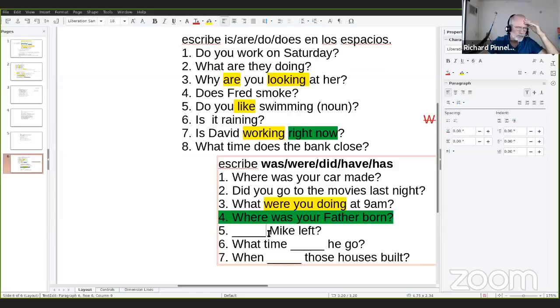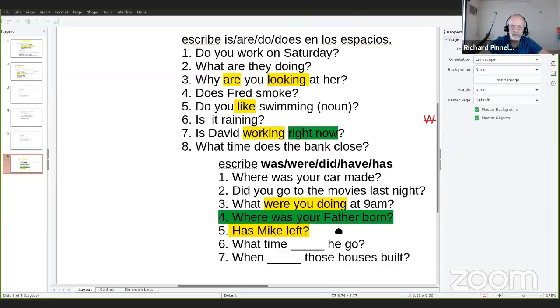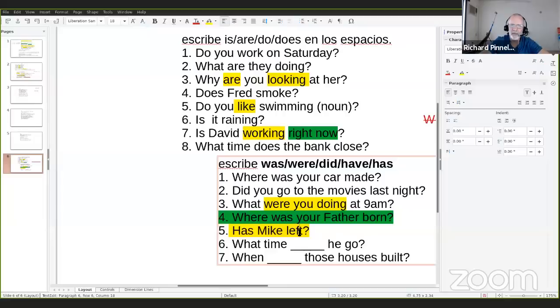Did. No, sorry. Was. Aquí tenemos que usar was, were, did, have, or has. Has. Has Mike left? Has Mike left? Good. Present perfect. Very good. Este es el pasado participio. Left es el pasado participio del verbo leave. Es leave en el presente, left en el pasado y left también en el pasado participio.